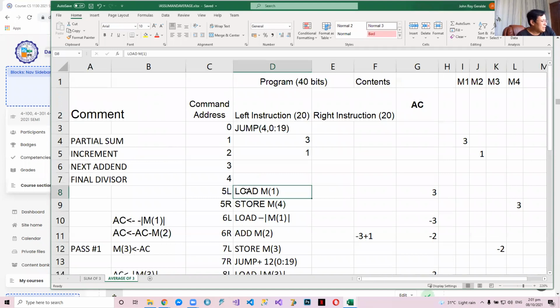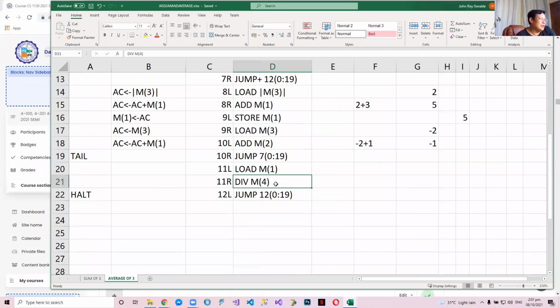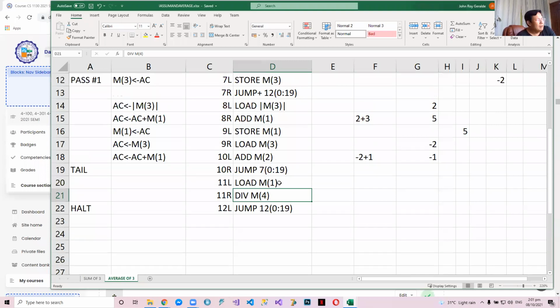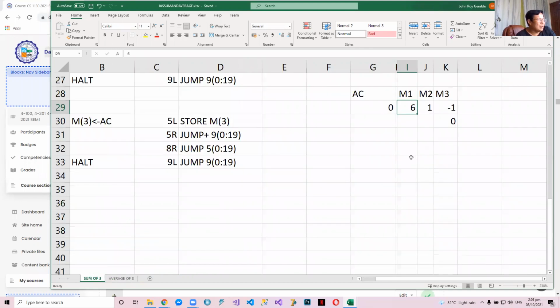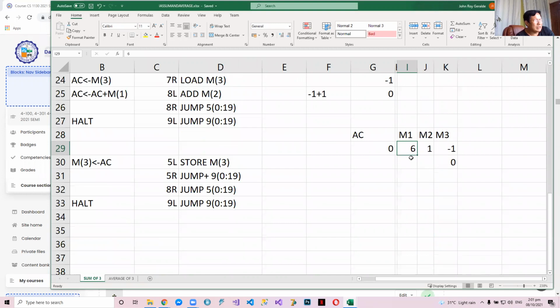Anyway, the next problem is to compute the average. What's the difference between the average and sum? Well, for your final answer, you divide by the total number of addends, right? The sum divided by the total number of addends equals the average. But our problem is that in the sum, we don't have the total number of addends anymore, because we previously put it to M6 and M1 and M3. They're all gone at the end.